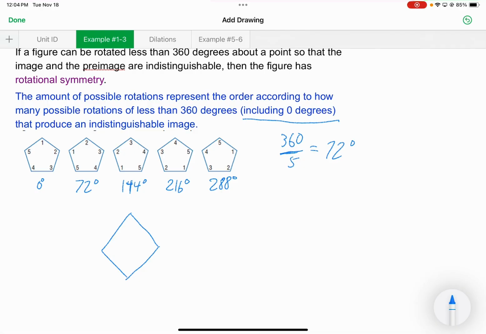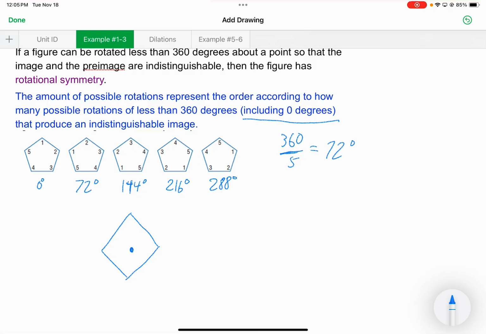Because we know if I rotate something 360 degrees, it'll automatically be back on itself. Well, we're going to count 0. Or the other way you can think about it is don't include 0, and instead just include 360. And then it would be 5.